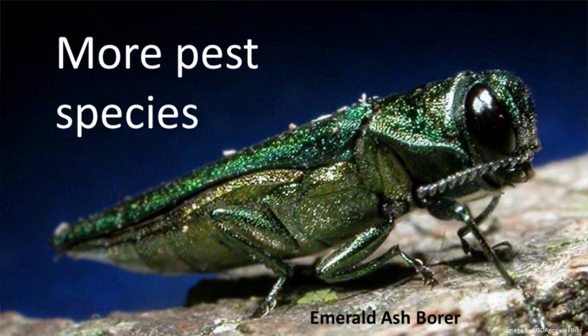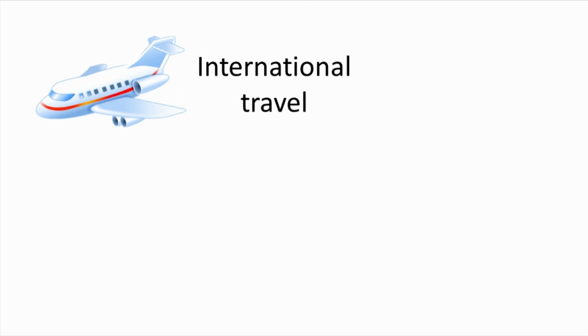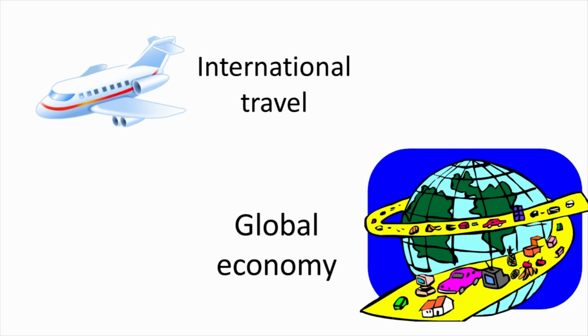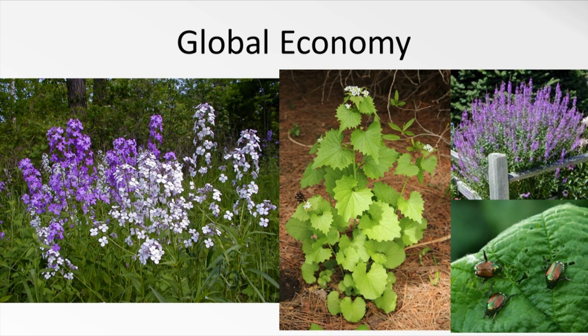Finally, in some cases we do see more pest species than we once did. International travel and the global economy have allowed people, plants, and pests to move across borders and into places where they were once unknown. Exotic species may make themselves pleasantly at home in ecosystems that are unprepared to check them with a natural balance of competitors and predators.